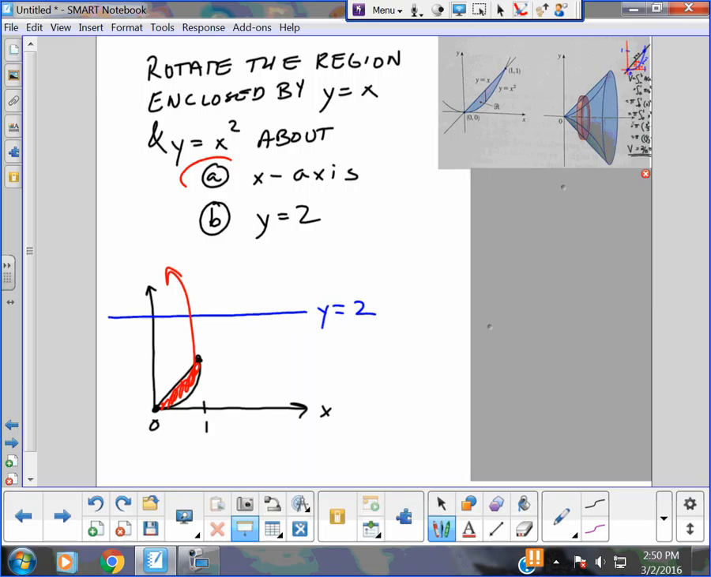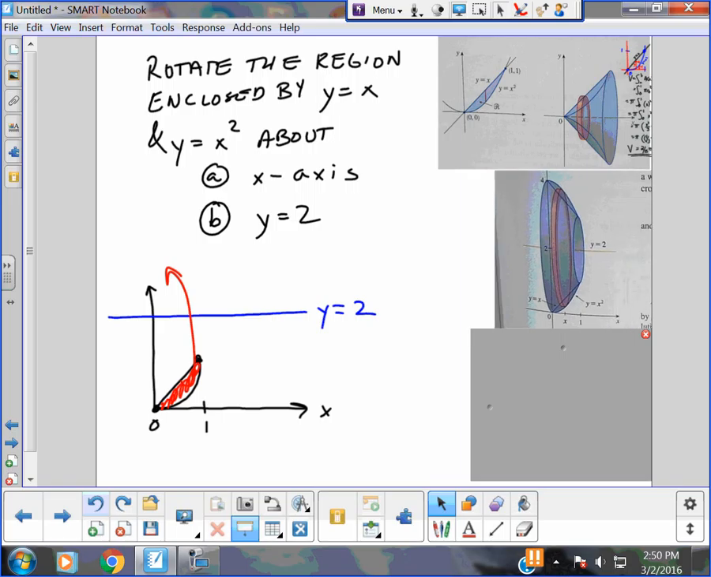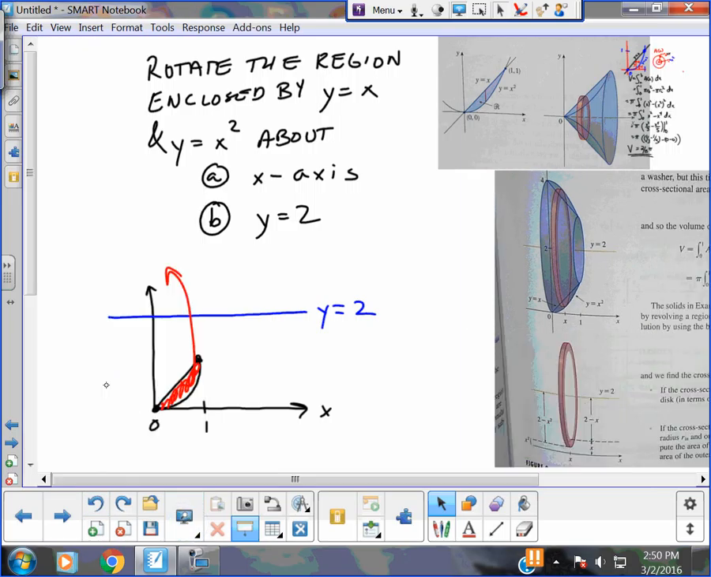We spun, at letter A, about the x-axis. Now I'm doing letter B, which says I want to spin that about the line y equals 2. Well, this takes a little vision again, so I have the shape from the book. That's why we're working from here. Let me get a better window in some bigness here so we can see this.